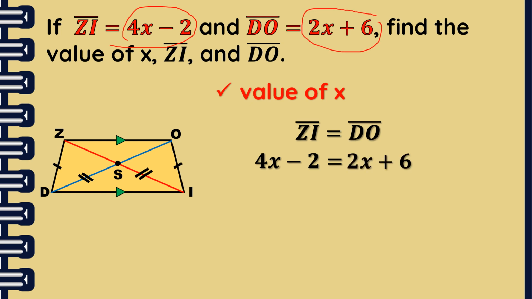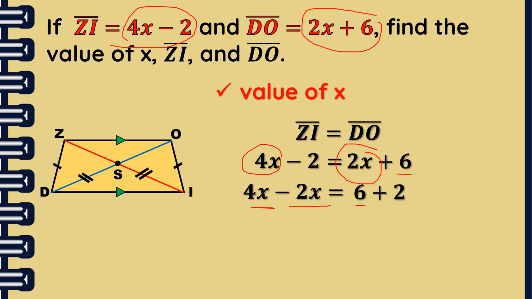By addition property of equality or by transposition, we can combine like terms. We have 4x, copy 4x. Then from the right, we need to move 2x to the left. It becomes negative 2x. And that is equal to copy 6 from the right. Then we move negative 2 from the left to the right. It becomes positive 2. So we now simplify. We have 2x is equal to 8. Dividing both sides of the equation by 2, the value of x would be 4.